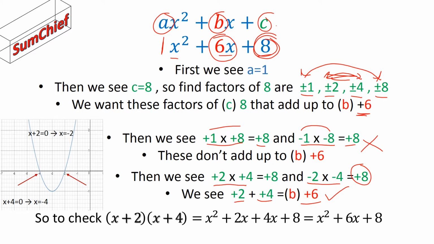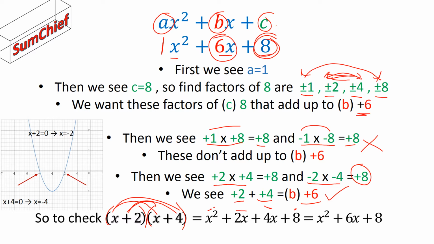So that's good. Next we set up the brackets with x's inside: x plus 2, x plus 4, which is basically what we've done. We've factored it out. So now we just check our result for the factoring. We've got x times x, which when we FOIL it out gives us x squared. X times plus 4 gives us 4x. Plus 2 times x gives us 2x. And plus 2 times plus 4 gives us plus 8.